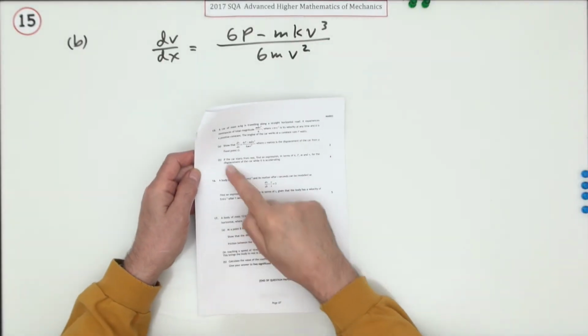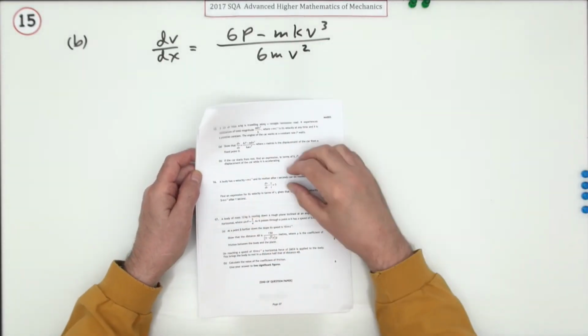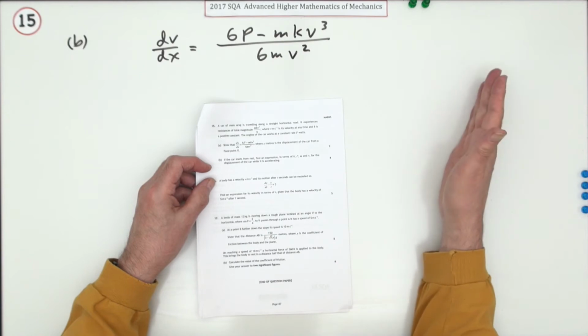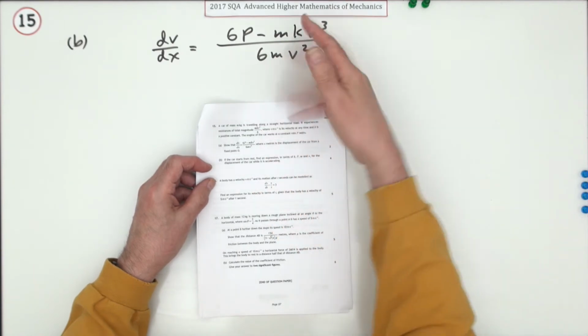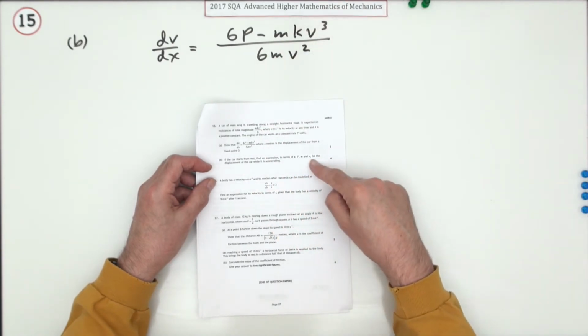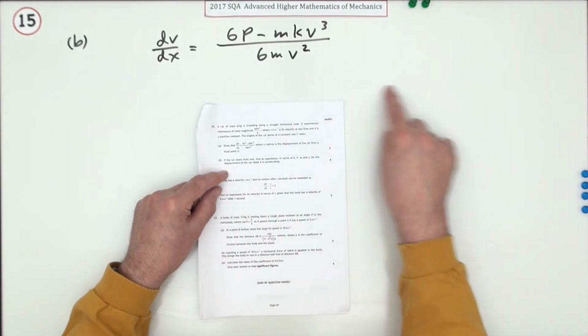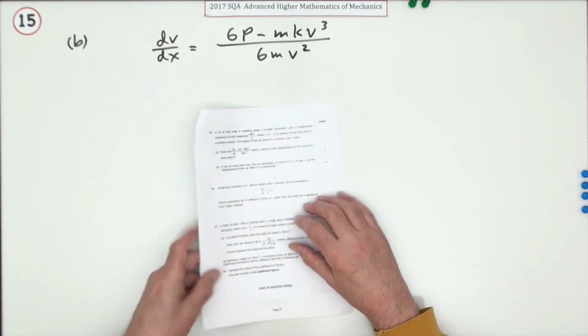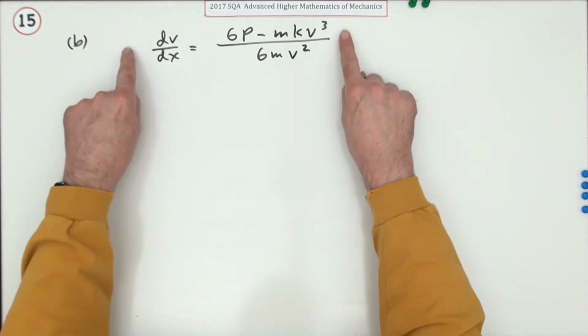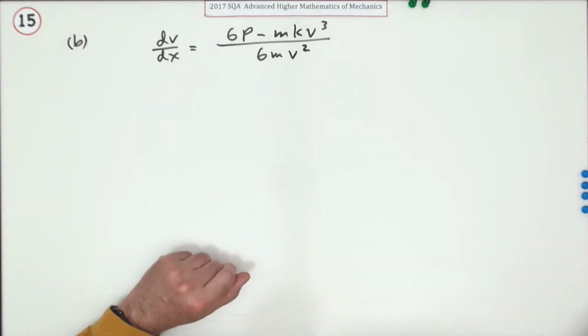And part B. If the car starts from rest, where there's some initial conditions in, when x is 0, v is 0, find an expression in terms of all these bits and pieces, k, p, m and v, for the displacement of the car while it's accelerating. So you wanted to read x equals. In other words, you have to solve that differential equation then.